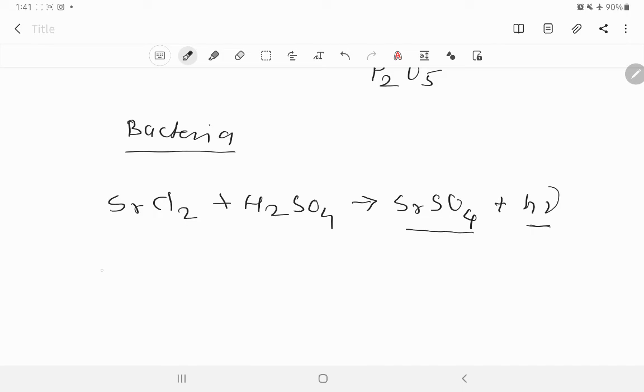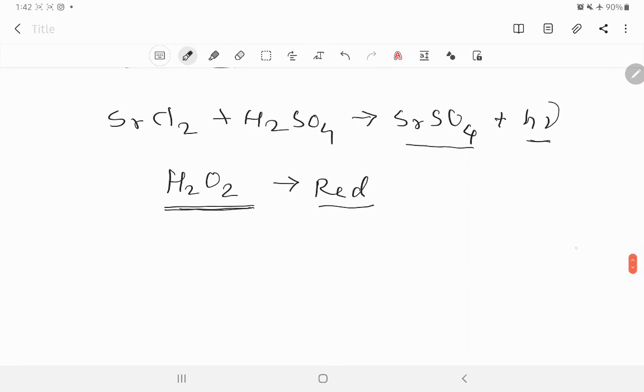chemiluminescence. Similarly, when a mixture of pyrogallol and formaldehyde undergoes oxidation in the presence of H2O2, hydrogen peroxide, it also emits radiation in the form of red light. This is also called chemiluminescence. Yes, got it? These are some examples of chemiluminescence. Okay, in this way we completed the topic, photochemistry.